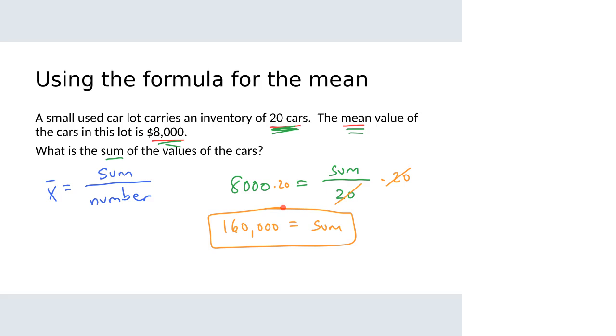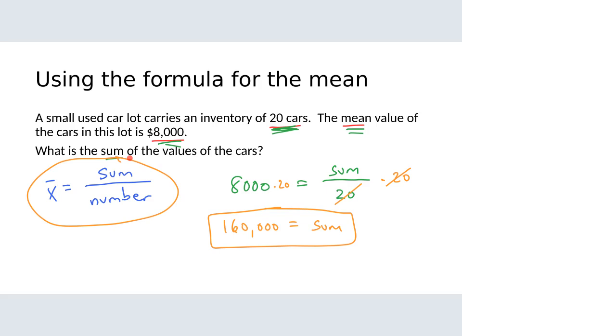So if I'm the insurance guy and I want to know how much insurance this owner better have on their used car lot, they better have at least $160,000, because that's what the values of the cars are. I have no idea what any individual car is worth. I just know that if you add them all up, they're worth $160,000 altogether. And that's how this formula can be really useful for us. If we know two of the three pieces, we can find the third piece.